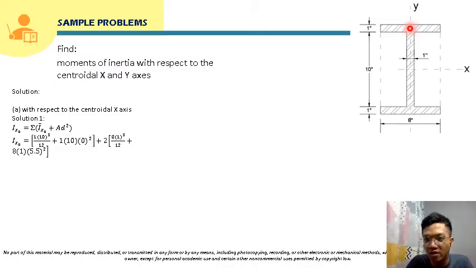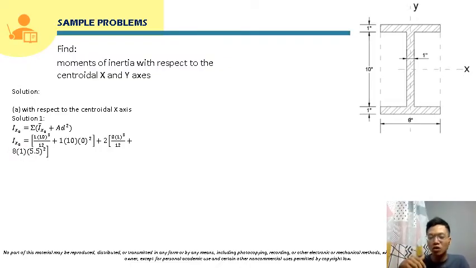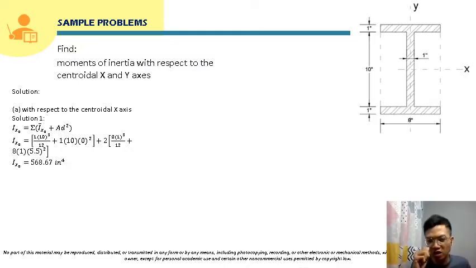So this is 0.5, half of 1, plus this distance, which is half of 10, so 5. Five plus 0.5 is 5.5. This is located above the x-axis, so it is positive, but we can just disregard the sign, because even if it's located below and negative, since we will square it, the negative is canceled. Anyway, inputting this in our calculator, this will give us 568.67.